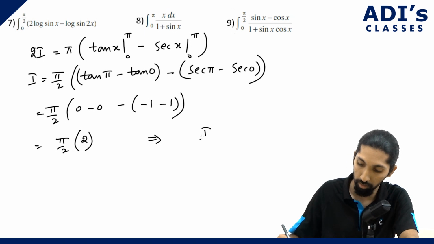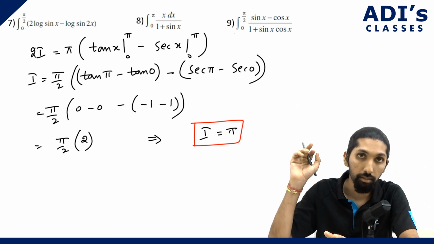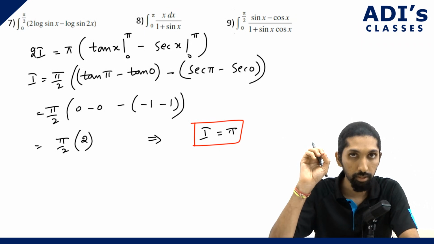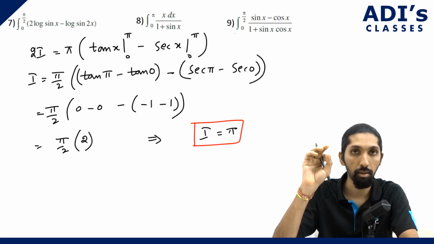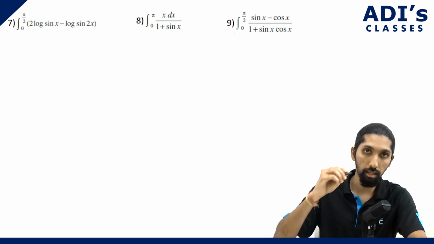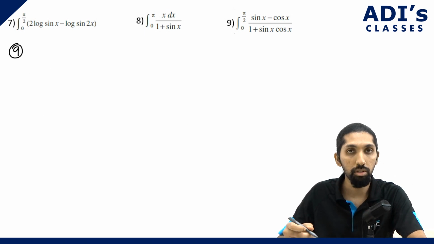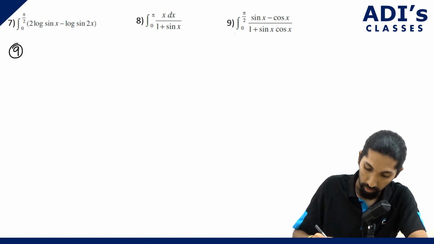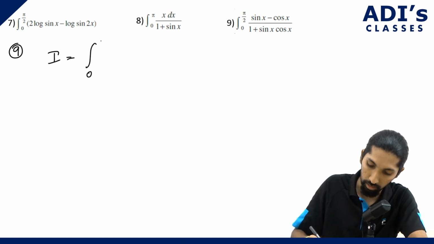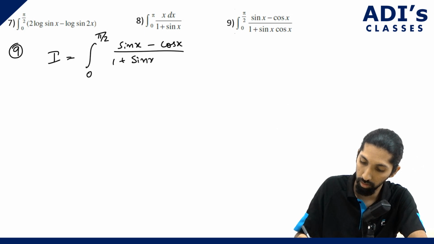Therefore, I value is how much? I value is going to be pi, just pi. No change whatsoever. Clear? So the answer for the eighth question is just pi. Fair enough? Let's move on to the next question. Ninth question. For the ninth one, again use f of x as f of a minus x. That is, I is equal to integral 0 to pi by 2 of sin x minus cos x by 1 plus sin x into cos x.